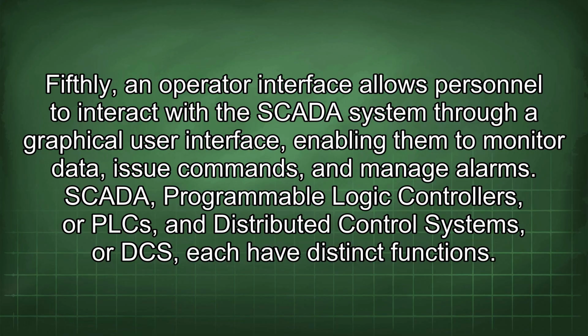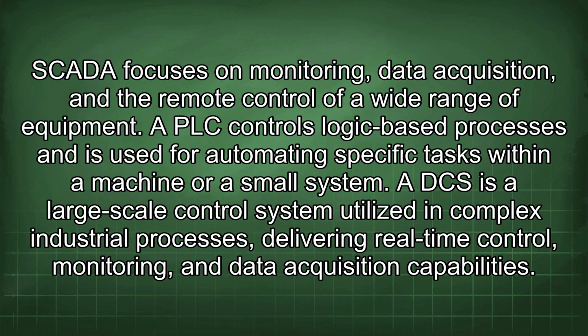SCADA, programmable logic controllers, or PLCs, and distributed control systems, or DCS, each have distinct functions. SCADA focuses on monitoring, data acquisition, and the remote control of a wide range of equipment. A PLC controls logic-based processes and is used for automating specific tasks within a machine or a small system. A DCS is a large-scale control system utilized in complex industrial processes, delivering real-time control, monitoring, and data acquisition capabilities.